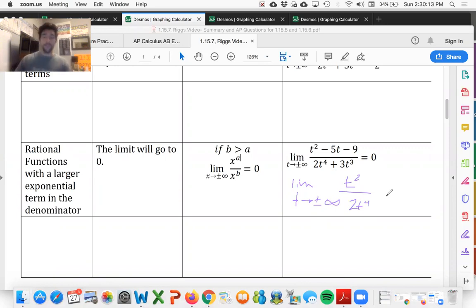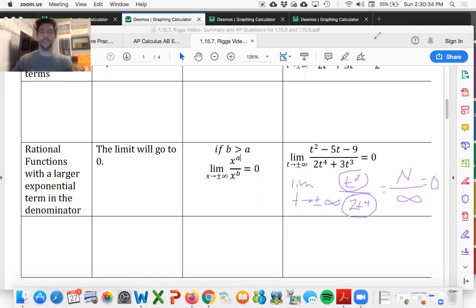If I plug in 2, I'm already at 4 over 32, so 1/8. But the idea is that this is just going to race toward infinity, just not at as fast a rate as 2t to the fourth. And so we say eventually it's some numerical value, but over such a bigger value that it's almost negligible. So we just call it 0 in the end.